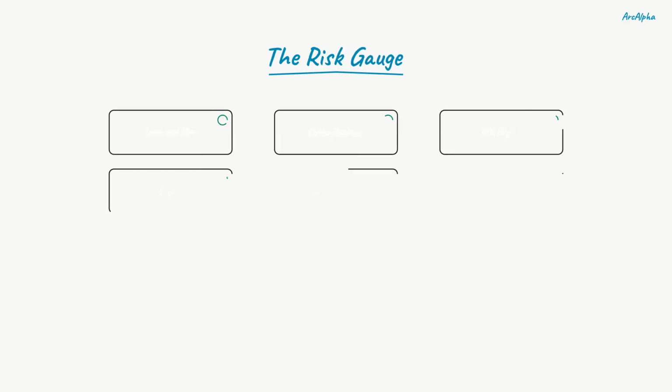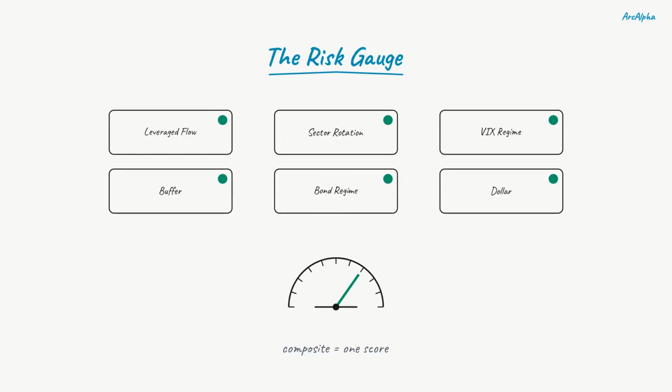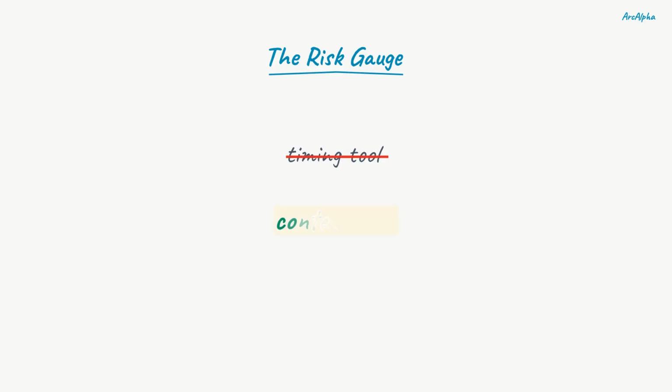So that's the frame. One score built from 6 sub-indicators: leveraged flow, sector rotation, VIX regime, buffer positioning, bond regime, dollar strength. A composite read on risk appetite that updates as the market does. The risk gauge isn't a timing tool, it's a context tool. It changes how much weight you put on the individual setup, it doesn't tell you whether to take one.